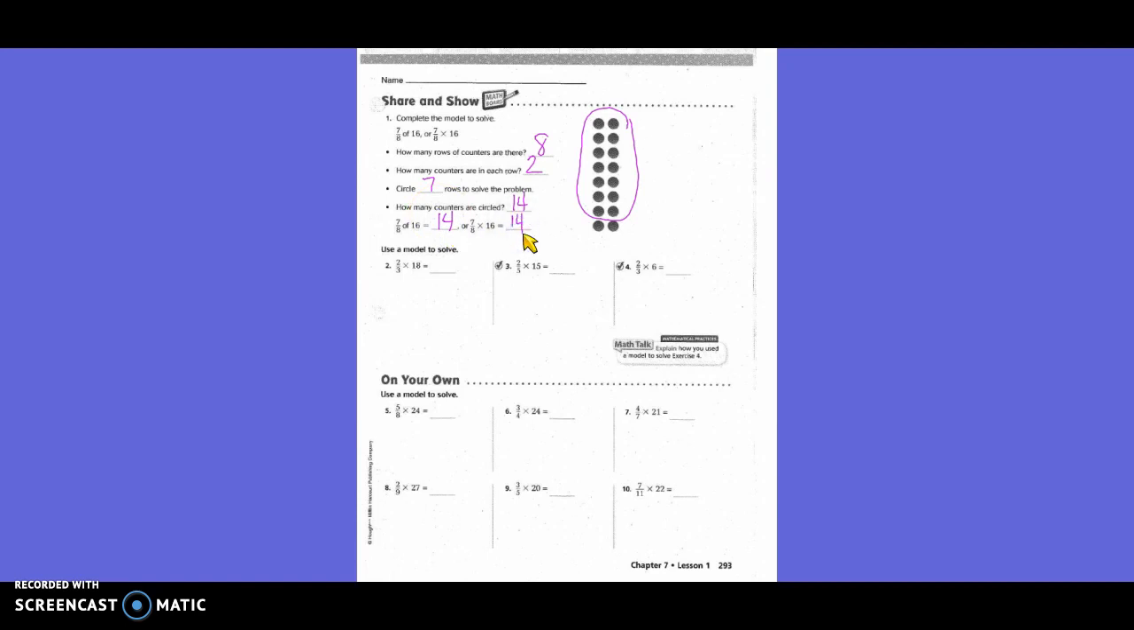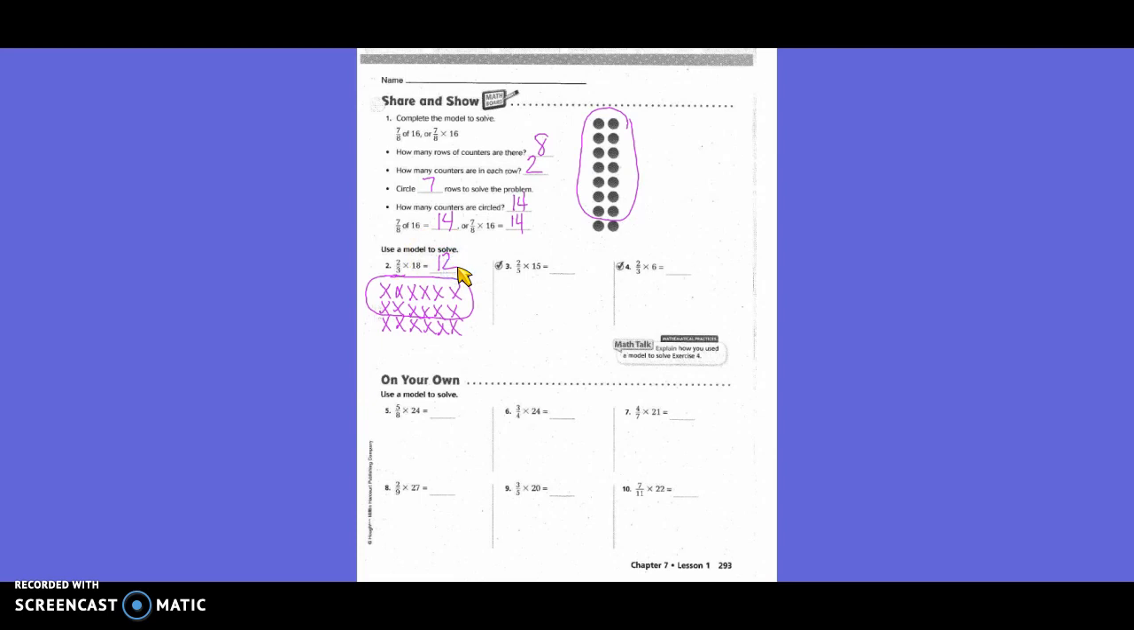Use a model to solve 2/3 times 18. So how many rows do I need? 3. And then I need a total of 18. So there's 3, 4, 5, 6, 7, 8, 9, 10, 11, 12, 13, 14, 15, 16, 17, 18. Of those 3 rows, how many rows am I circling? 2, because that is our numerator. 2 times what? 6. 6 is 12.